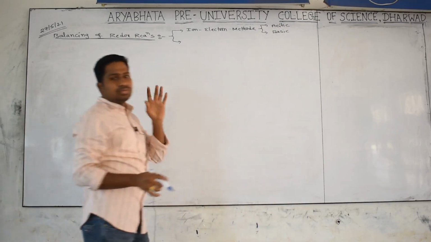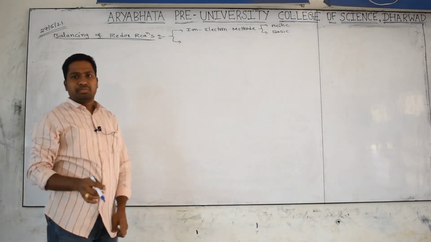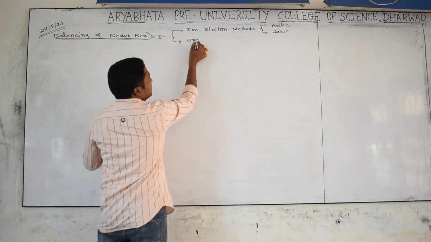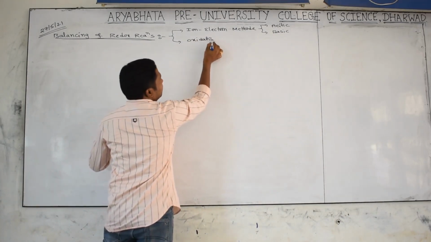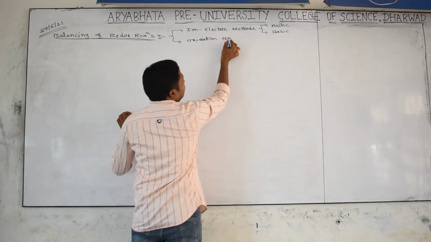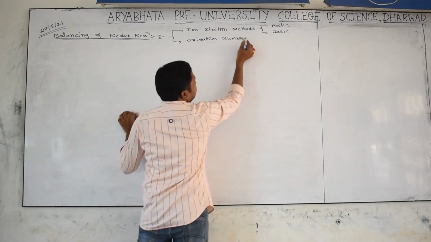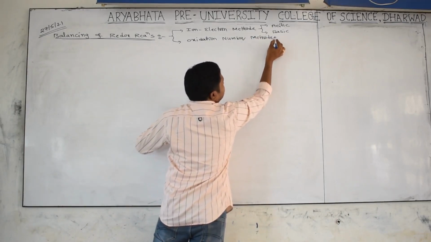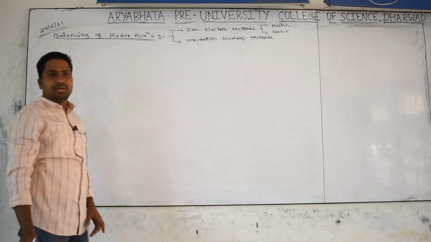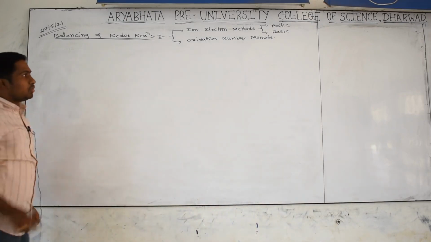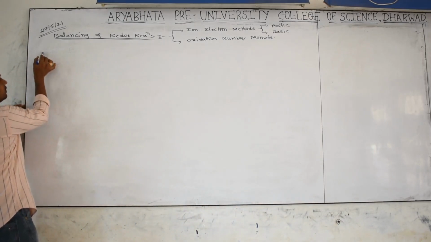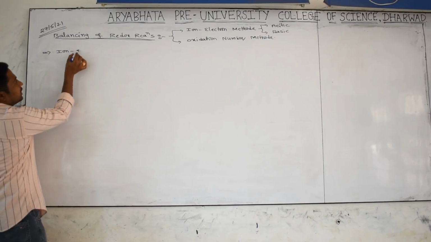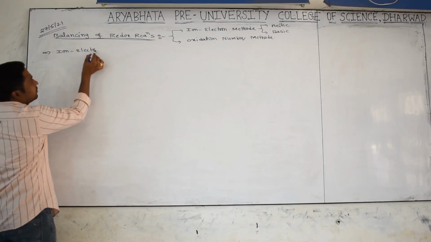Actually, from the board point of view it is a very important question, but it is also very important for competitive exams. Listen carefully. Another one is the oxidation number method, and we have two techniques there. First of all, we will discuss the ion electron method, that too in acidic medium. First I will explain how to balance redox reactions under the ion electron method.